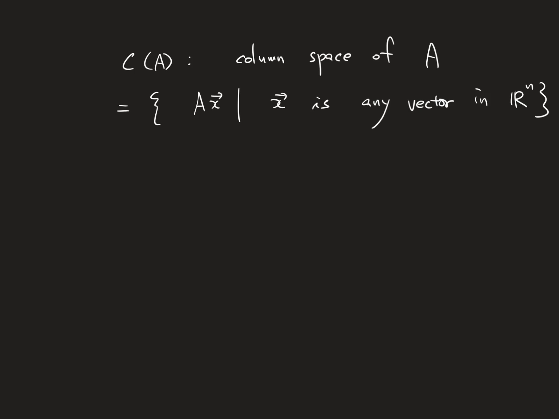We define the column space of the matrix A. The column space of A is the set of all the vectors AX. Because X is any vector in an n-dimensional space, we have infinitely many vectors if you multiply by A. We can make a set using those vectors, and that set is called the column space of A.